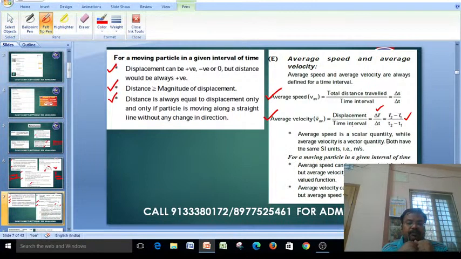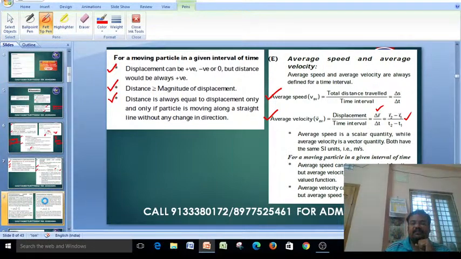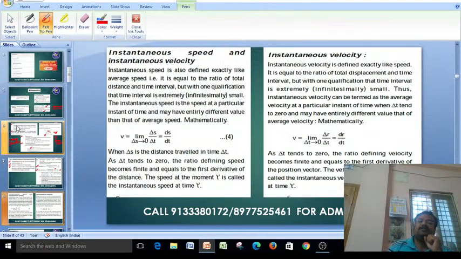But average speed would always be positive, because distance cannot decrease with respect to time. Next, instantaneous speed and instantaneous velocity. How do we represent that? Instantaneous speed is defined exactly like average speed, but at a particular instant of time: how much speed it has, how much velocity it has.